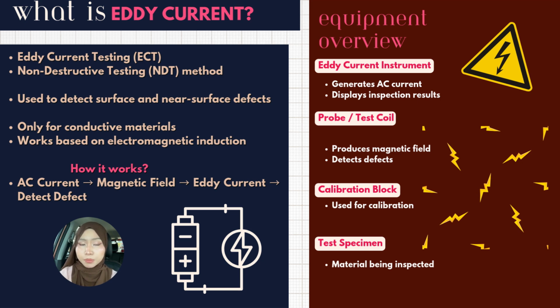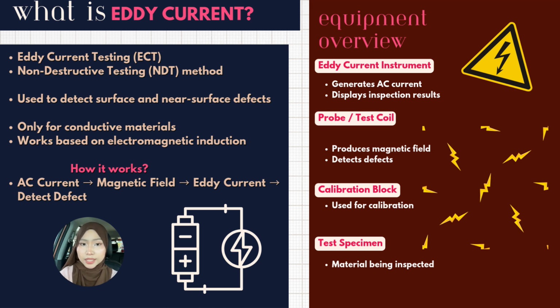The process is simple: an alternating current flows through a probe coil, creating a magnetic field. This magnetic field induces eddy currents in the test material. If there is a crack or defect, the flow of this current changes, and the instrument detects the damage.